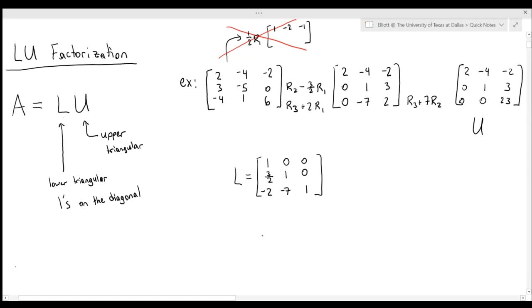And you guys can go ahead and confirm it. So try multiplying L and U together. You should see that, assuming I made no mistakes with my row operations, this should multiply out and give you the matrix A that we started with.